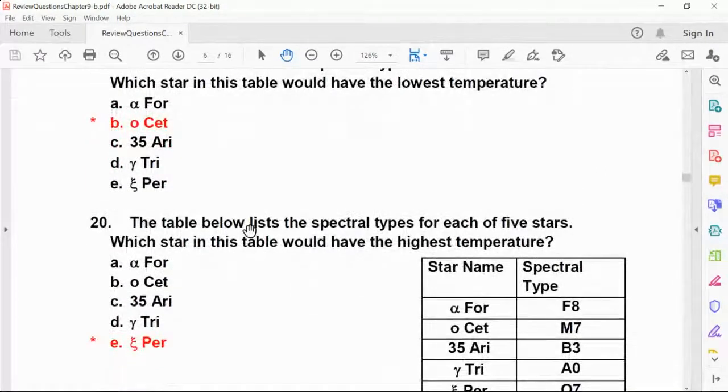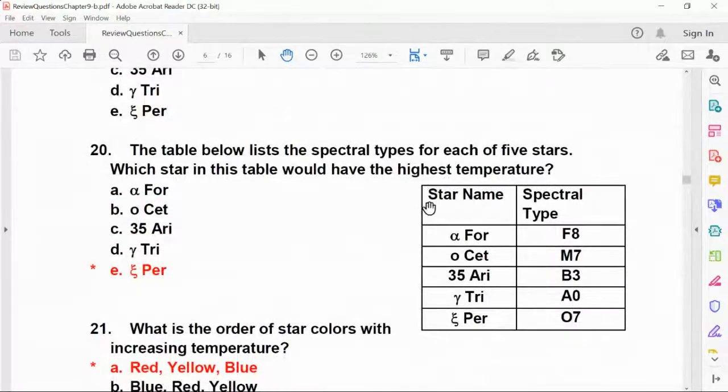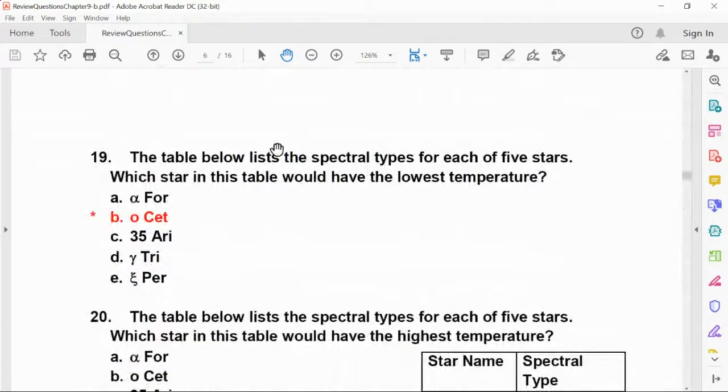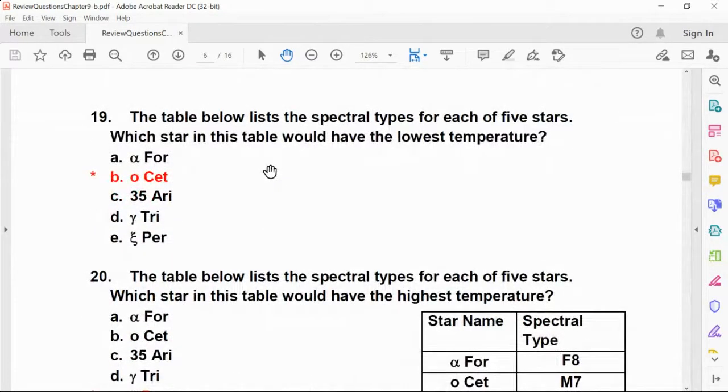They give us a table here, and in this table they give you a star name, and then they give you the spectral type. And they ask a question in regard to this table. The table below lists spectral types for each of 5 stars. Which star in this table would have the lowest temperature?